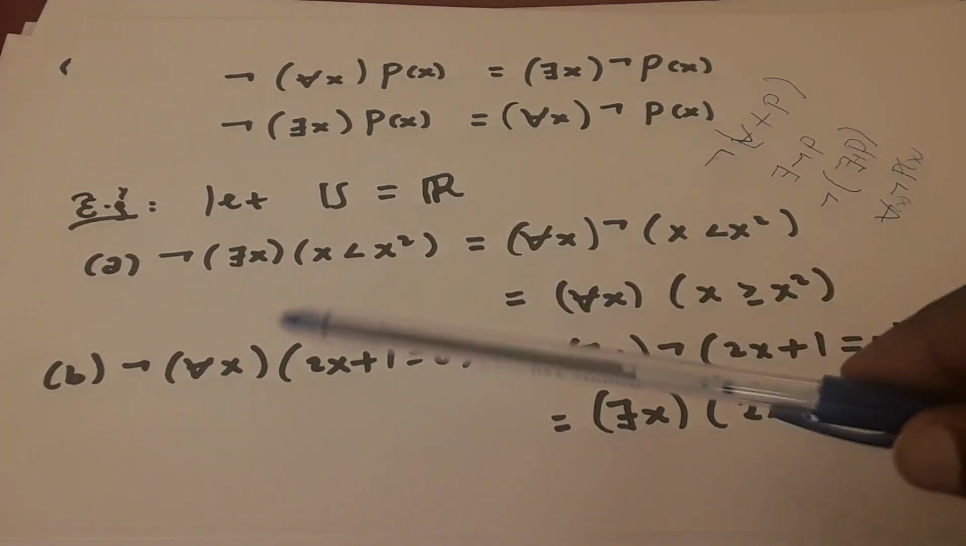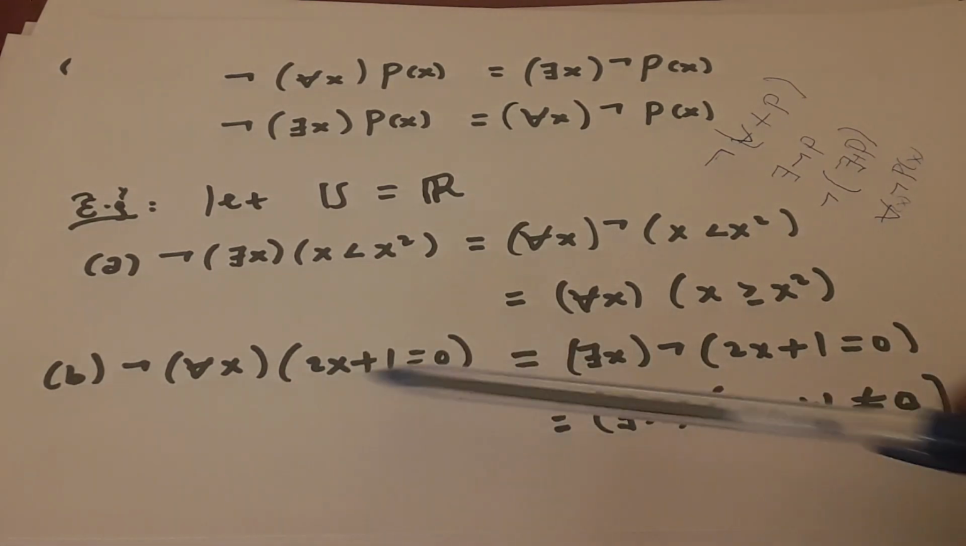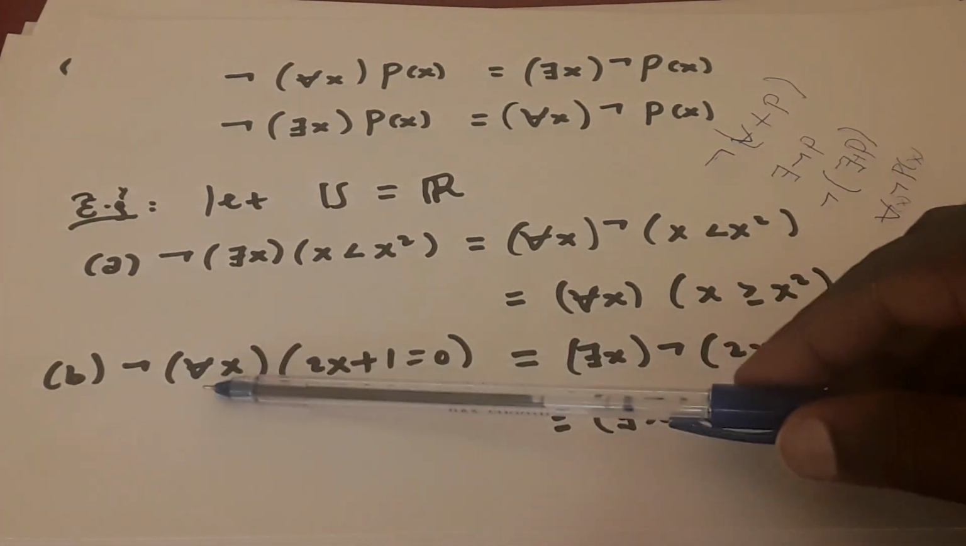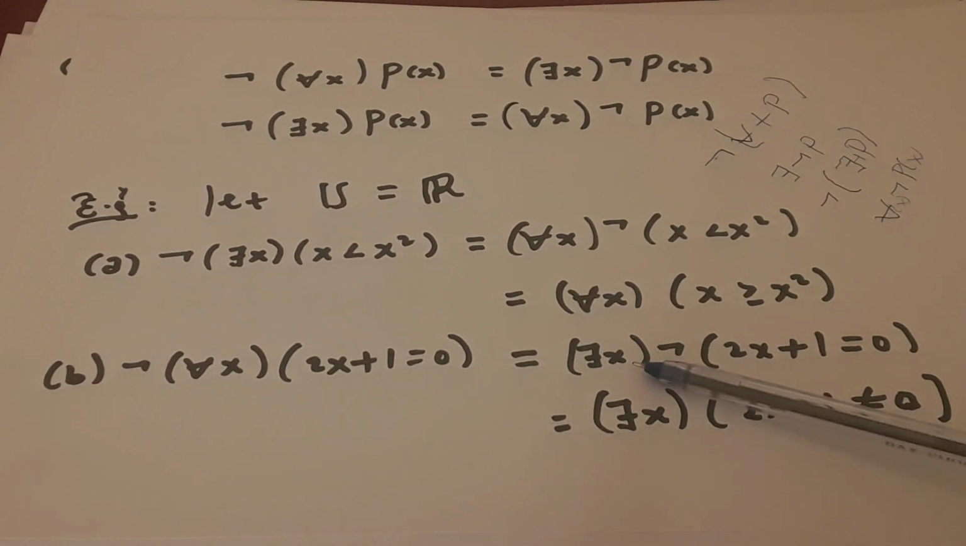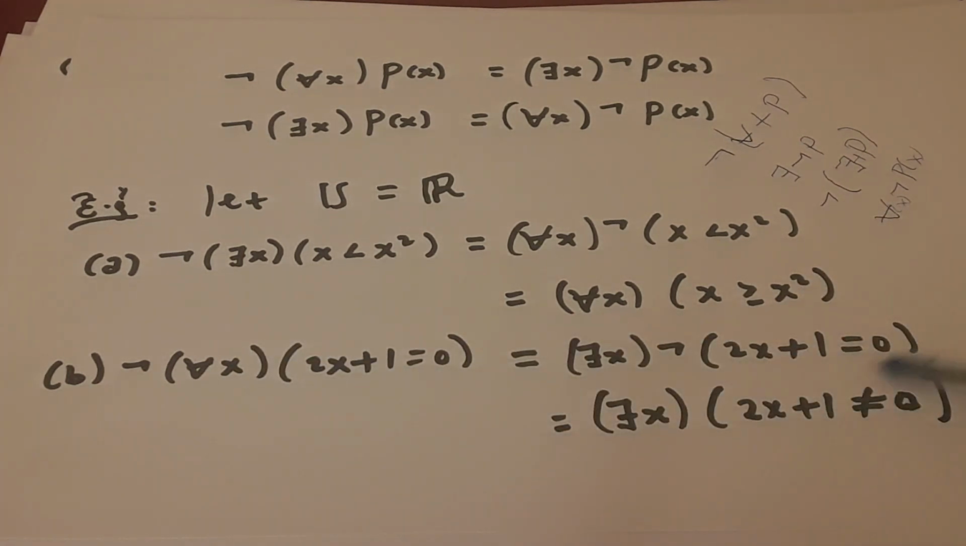Similarly, we have the negation of the universal quantifier to 2x plus 1 equals 0. The negation of this means the existential quantifier. So we make the negation for this: the negation of 2x plus 1 equals 0 means not equal to 0. So that's it.